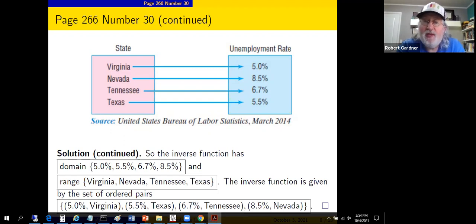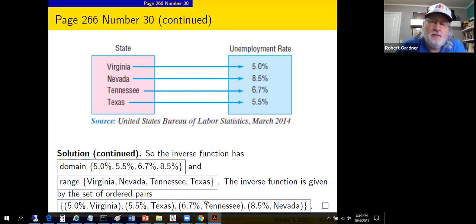The inverse function, given as ordered pairs, we originally defined a function in terms of ordered pairs. Then the inverse function is input 5.0%, output Virginia. This input yields that output for the inverse function. The input 5.5% yields the output Texas. 6.7% yields the output Tennessee from the inverse function. 8.5% yields the output Nevada.